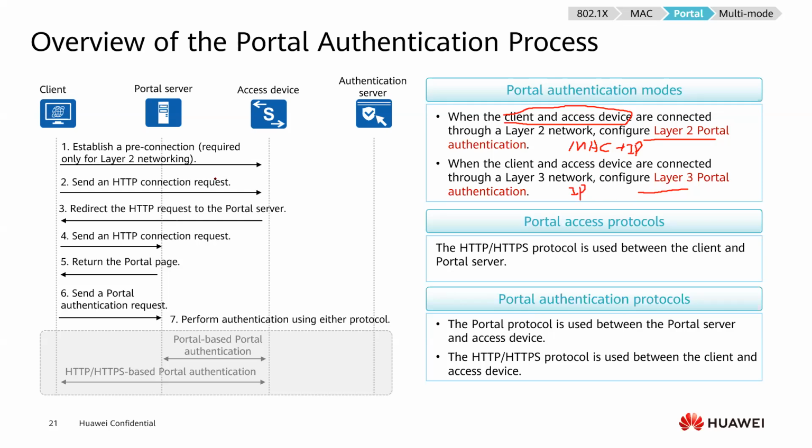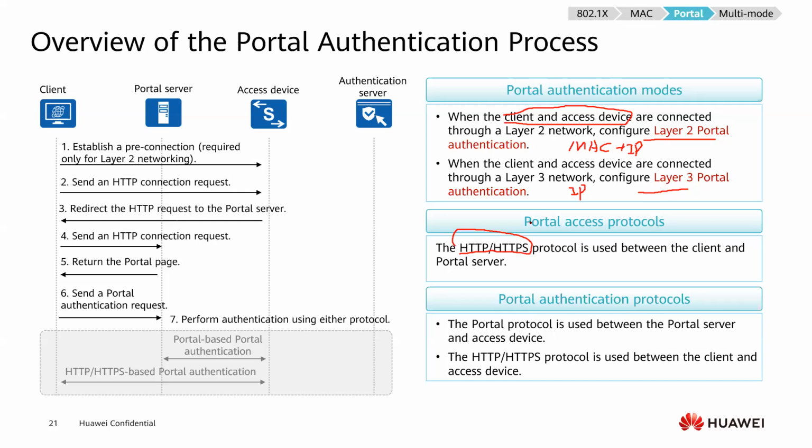And there are two kinds of protocols we need to use. One is the portal access protocol. This protocol is just used between the client and the portal servers, just to redirect to the authentication page, the authentication website. And we will use HTTP or HTTPS as the protocol.